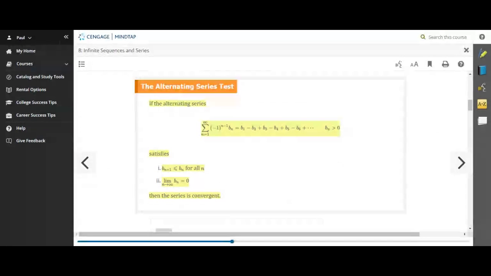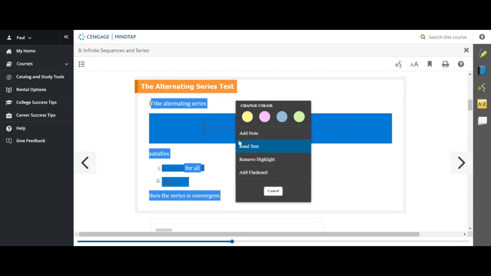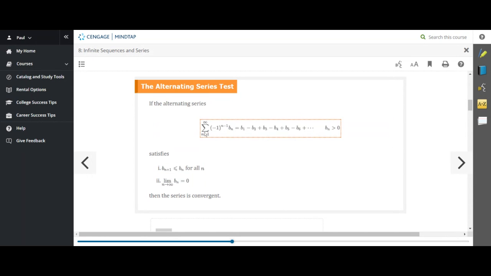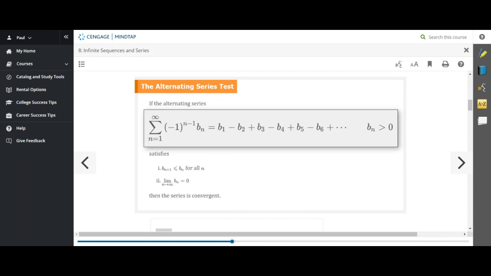Here's the alternating series test. What it does is it expresses an alternating series in a general form. So this is the general form of an alternating series.